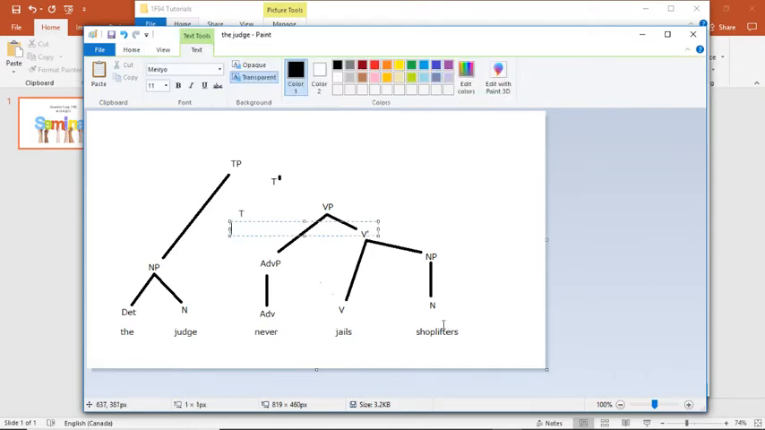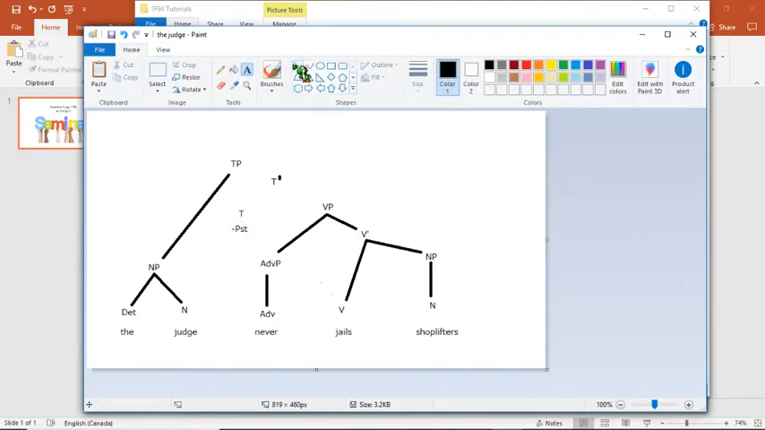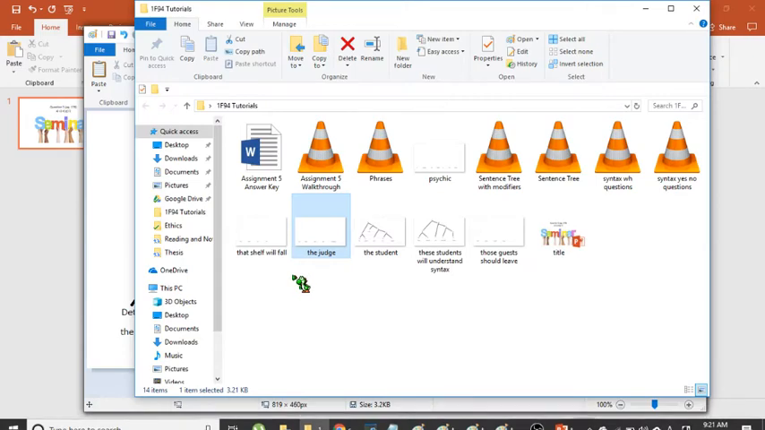The judge never jails shoplifters. This is not in the past. So I'm going to say minus past. And all I have to do is join these up. These should connect. Doesn't really matter. You get the idea. All right, there we go. That's our next tree. Let's go on to the last one.